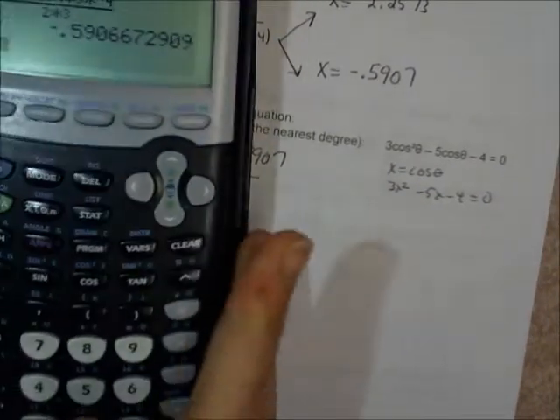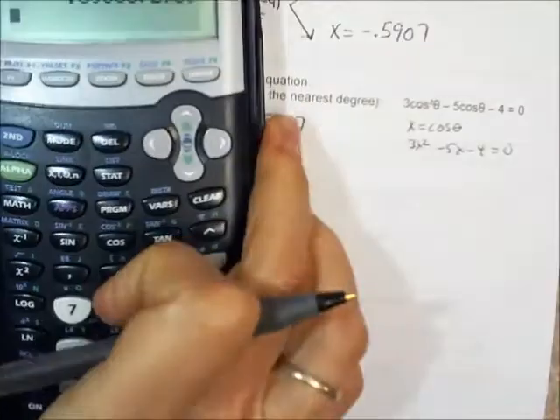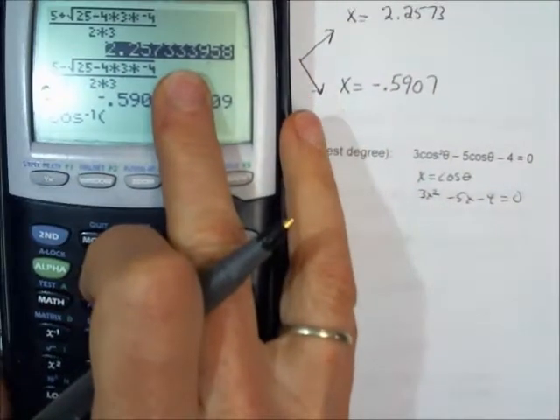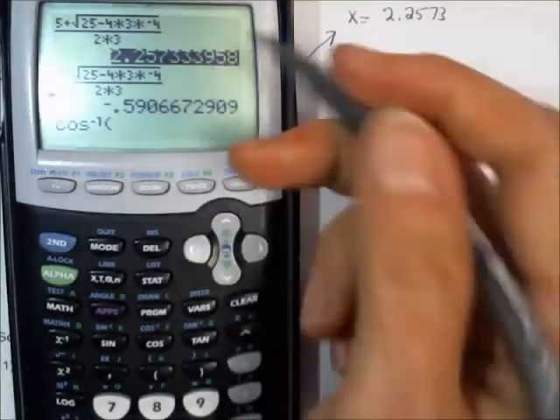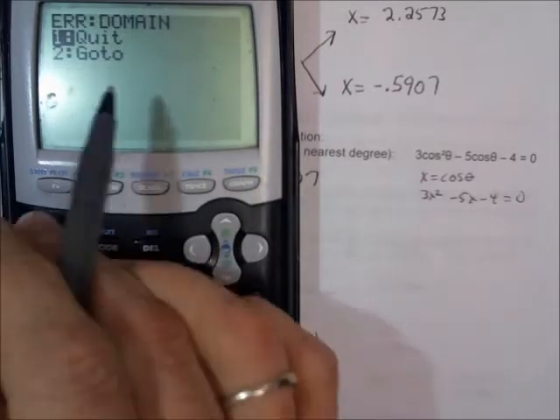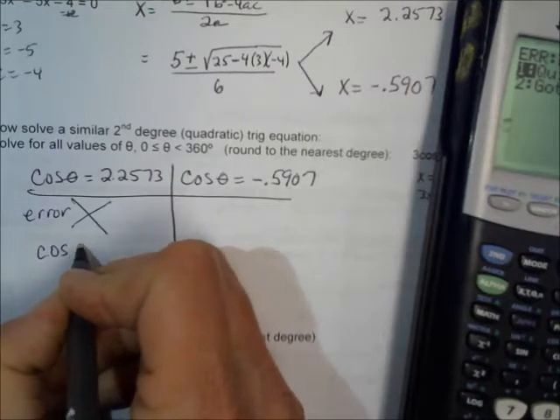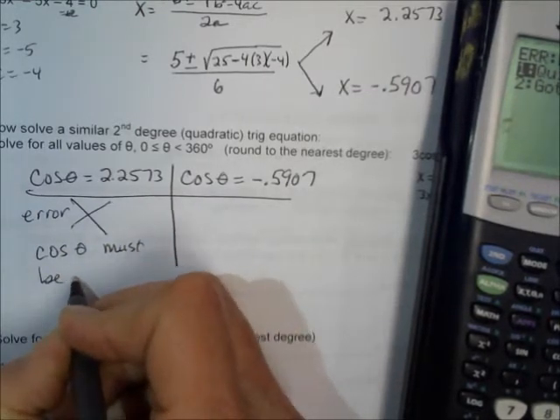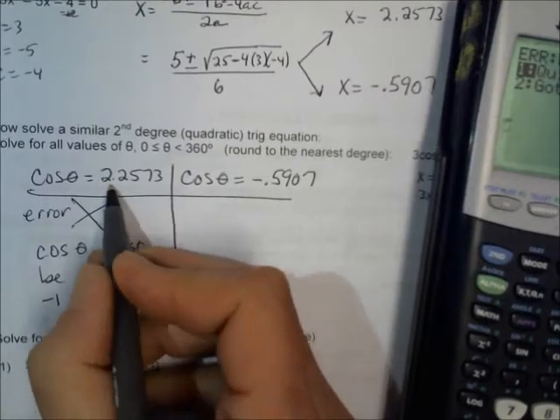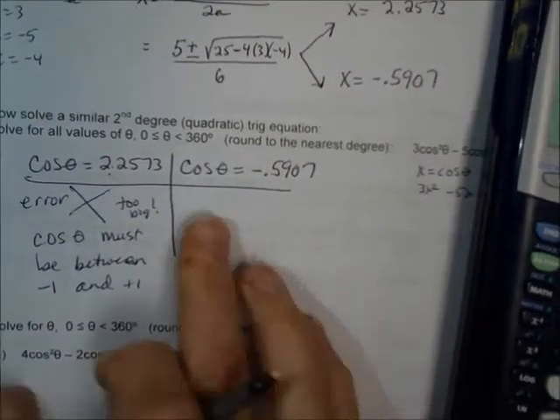We're going to take our calculator, make sure the mode is in degree mode, and we're going to do a second cos of that number. I can highlight that old value that I just put in to make it a lot easier. So second cosine of that number, and it can be rounded or it doesn't have to be. When you hit enter, you're going to get an error. This is an error because the cosine of theta must be between negative 1 and positive 1. 2.257 is too big. So there's no answer on this side.